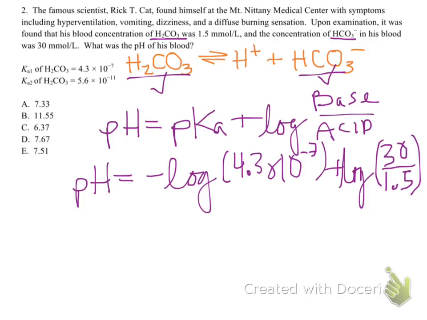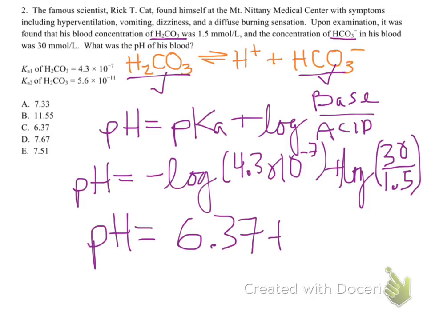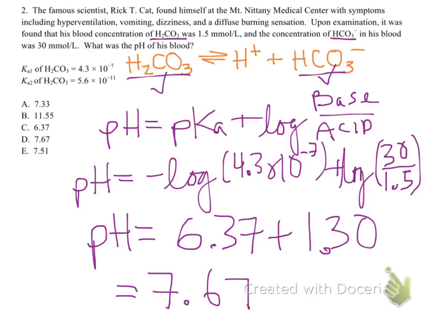So we'll end up getting that the pH is equal, it's going to be 6.37 plus 1.30, which ends up equaling a pH of 7.67. Yikes! Someone get a pumpkin spice latte, because that's pretty basic. It looks like Rick T. Cat is suffering from some alkalosis. Thankfully, the good people at the Mount Nittany Medical Center will get him healed.